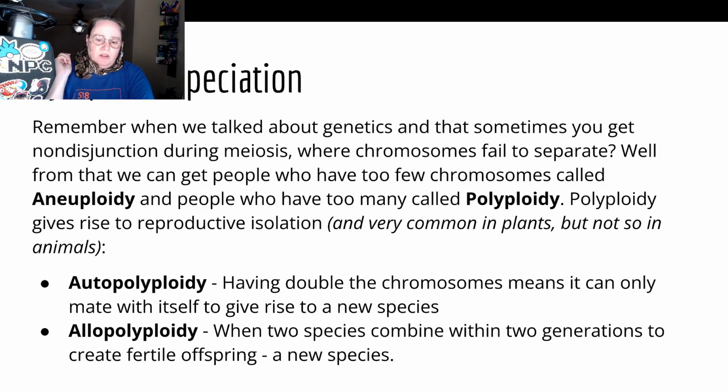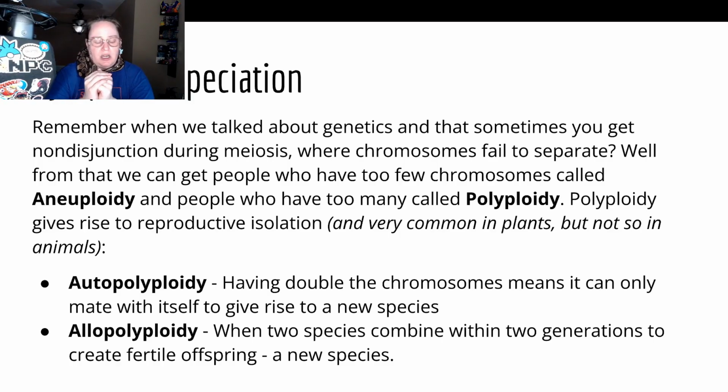So anyway, long story short, with cheese, this gives rise to reproductive isolation, especially in the plant kingdom and other kingdoms, not so much in animals. Now, there's autopolyploidy, which is having double the chromosomes, means it can only mate with itself, and then gives rise to a new species. We have seen this in lizards. The reptiles can do some interesting things. We've seen this with lizards, I believe, down in New Mexico.